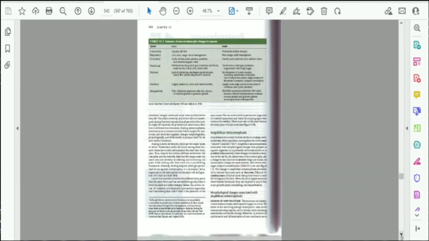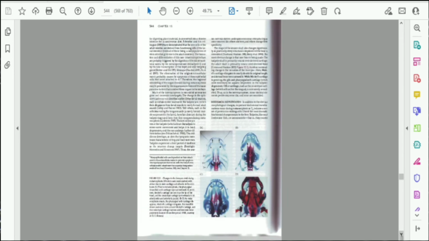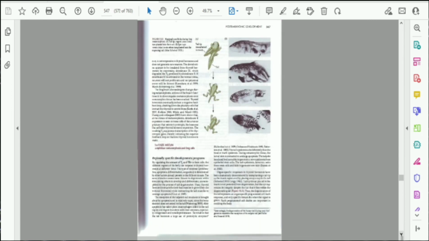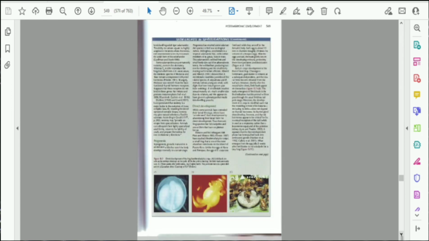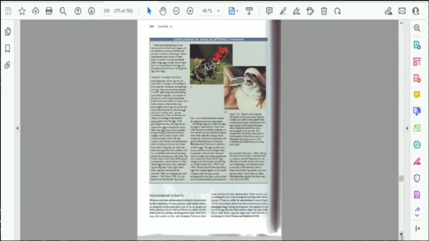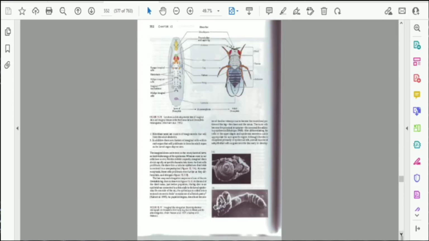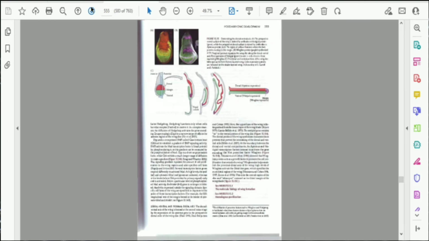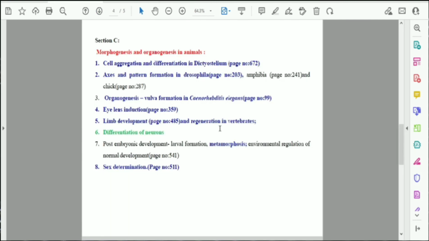Morphogenesis and all are important, and also how metamorphosis happens in different animals. Hormonal changes, what are the hormones being changed, these are the important things. And the next thing is this environmental regulation, and the last thing is sex determination.